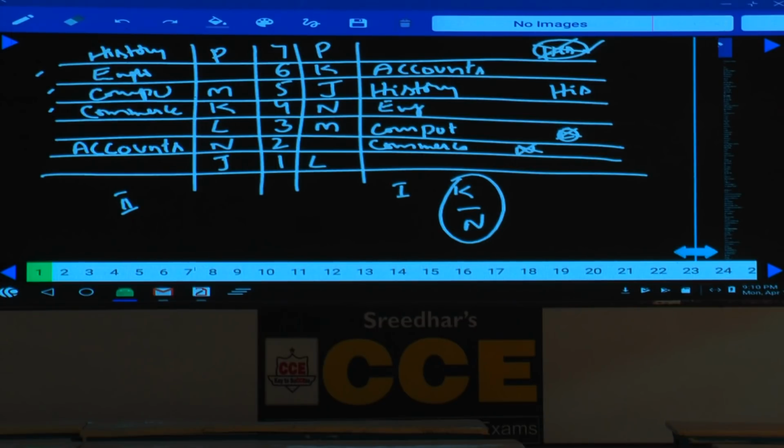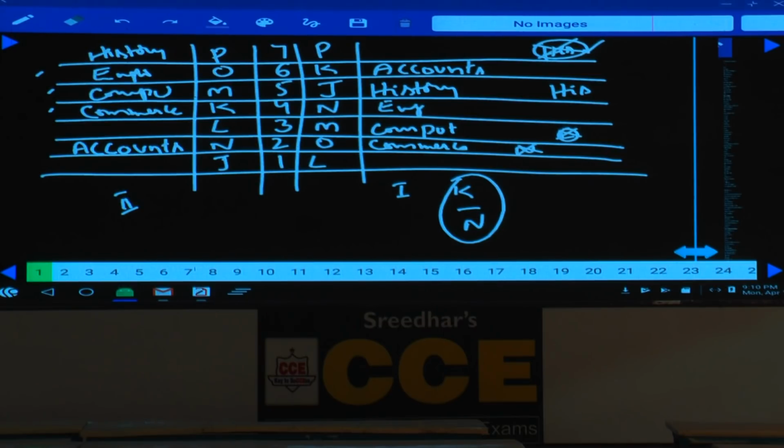Only one person lives between K and N. K lives on one of the floors above N, K is above N. Then tell me who is the person left over here? J, K, L, M, N, O is the person left over. Here also O is the person left over.